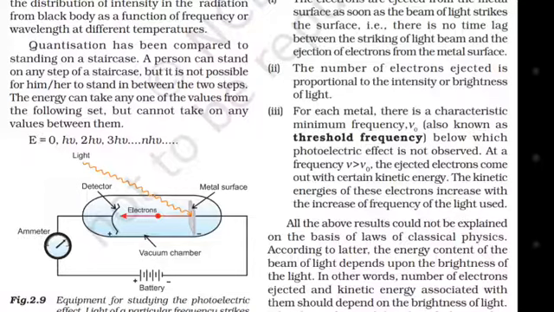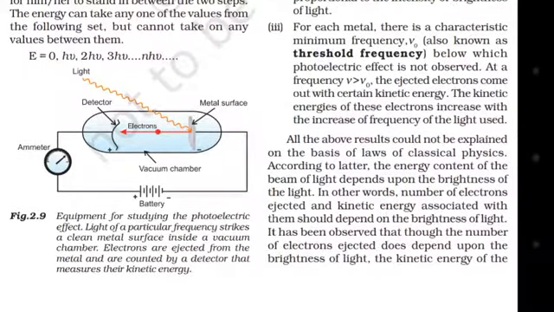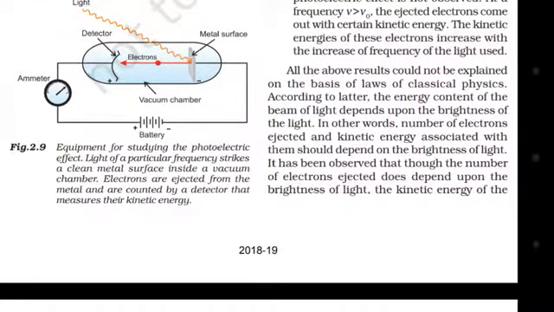Third, for each metal there is a characteristic minimum frequency nu naught, also known as threshold frequency. What is known as threshold frequency? Nu naught. For each metal there is a characteristic minimum frequency nu naught, below which the photoelectric effect is not observed. At a frequency nu greater than nu naught, the ejected electrons come out with certain kinetic energy. The kinetic energies of these electrons increase with the increase of frequency of the light used.